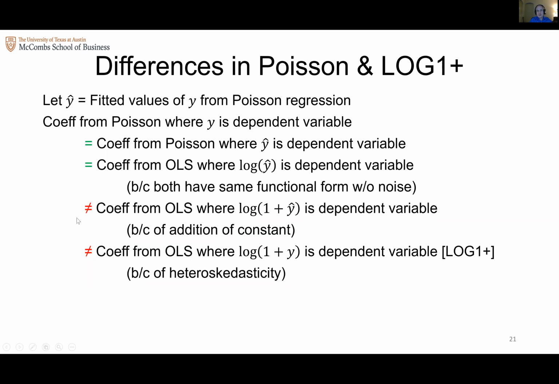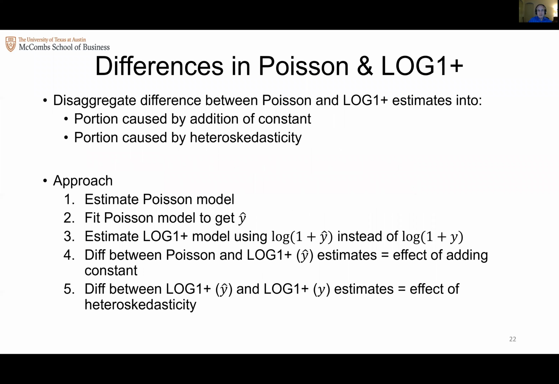And then we can see how much of the discrepancy is being caused by using the actual values of y, where the heteroskedasticity problem is going to come in, as opposed to the fitted values of y, which by construction have no noise, and therefore there is no heteroskedasticity problem. Okay, so that's basically the test that we're going to construct here, right?